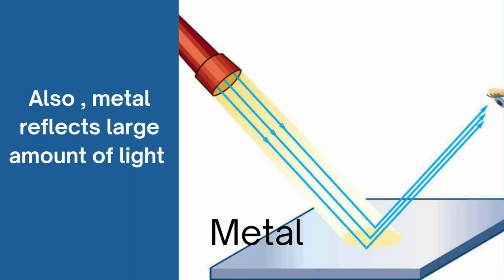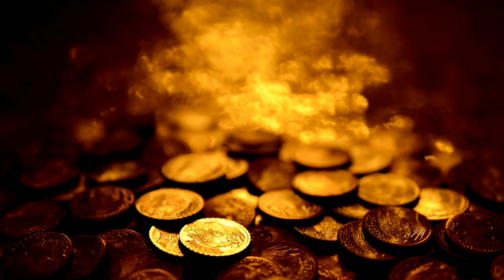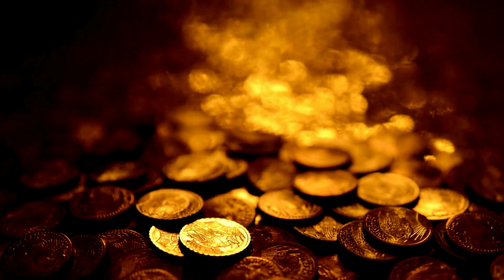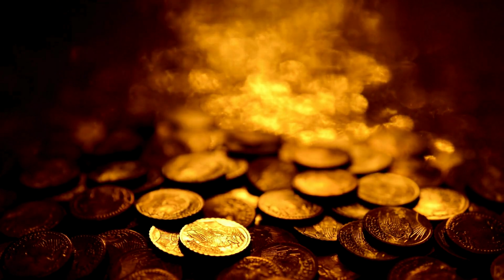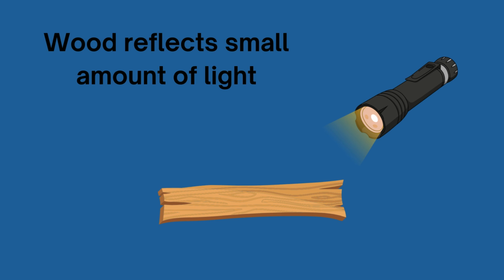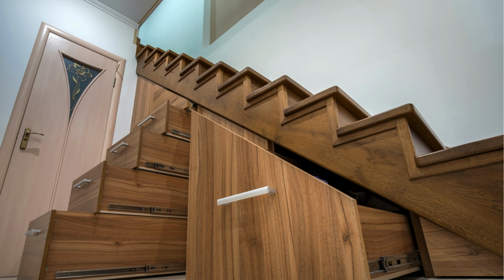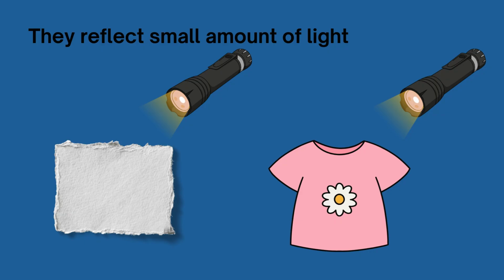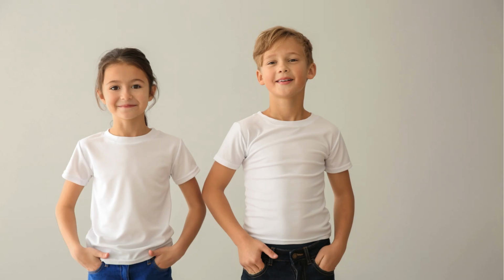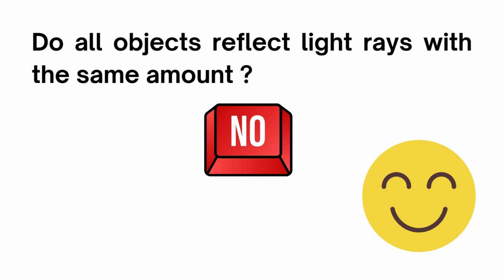Also, if we repeat this step with the metal, you will see that the metal reflects a large amount of light. But if we do this with the piece of wood, we will see that it reflects a small amount of light, and also the paper and the t-shirt. So now we have the answer to this question. Do all objects reflect light rays with the same amount? So the answer will be no.